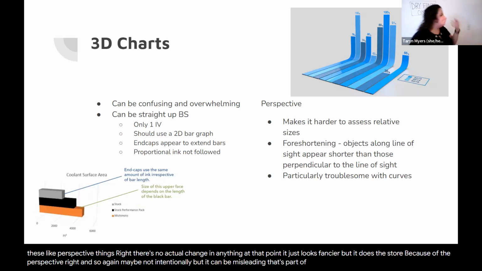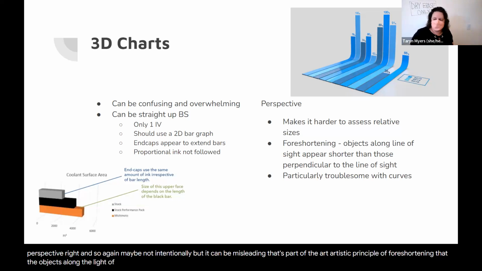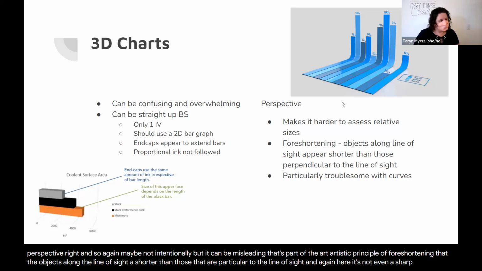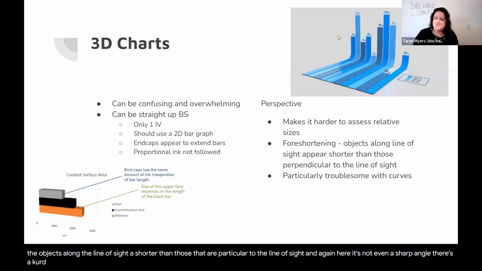And that's part of the artistic principle of foreshortening, that objects along the line of sight appear shorter than those that are perpendicular to the line of sight. And here it's not even a sharp angle, there's a curve, right? And so that's even more troublesome because it's harder to wrap your human brain around. We're not necessarily good at interpreting this kind of stuff.